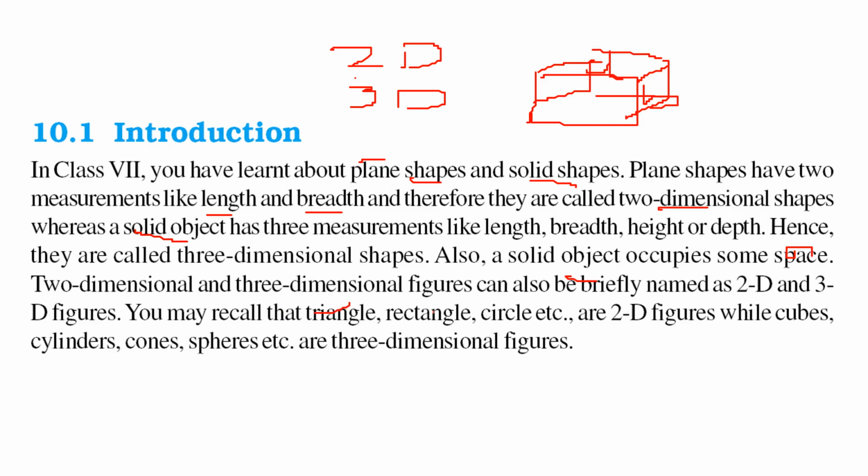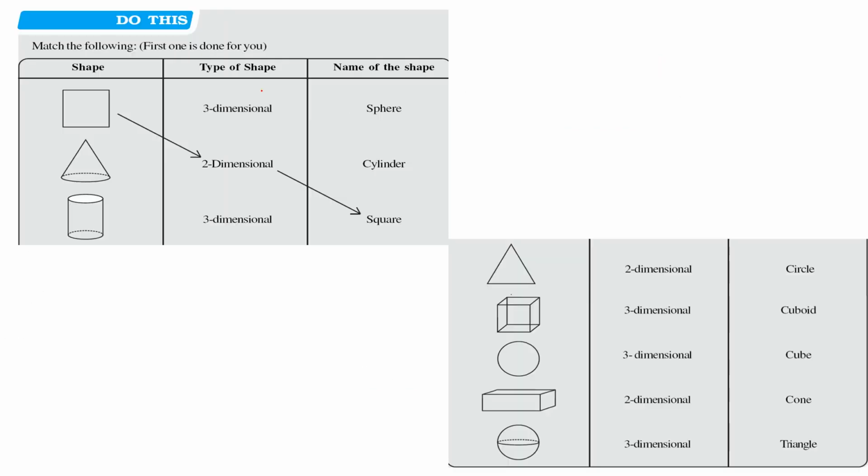So triangle, rectangle, circle, they are 2D figures, while the cubes, the cylinders, the cones and the spheres, they fall in the category of three-dimensional figures. Let us match these. This is a two-dimensional and it seems to be a square. Then this is a cone.